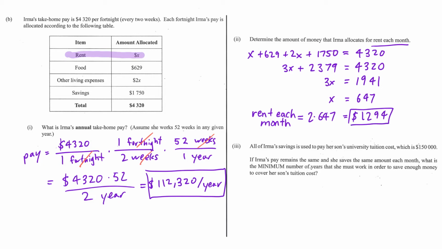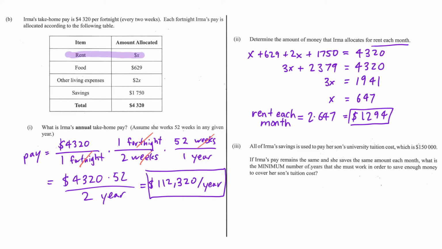In part 3, it says that all of Irma's savings is used to pay her son's university tuition cost, which is $150,000. If Irma's pay remains the same and she saves the same amount each month, what is the minimum number of years that she must work in order to save enough money to cover her son's tuition?